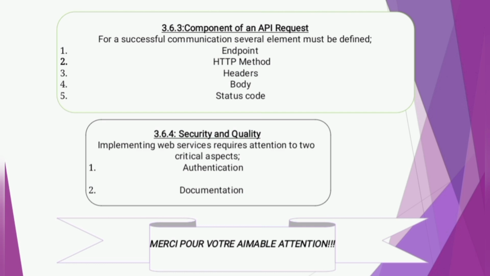At the end, we have security and quality. Implementing web services requires attention to two critical aspects: authentication and documentation. Authentication, use of application programming interface keys and many others to verify the identity of the requester. Documentation, a web service is only useful if it is well documented. The OpenAPI standard is the reference tool to describe endpoints and data formats.